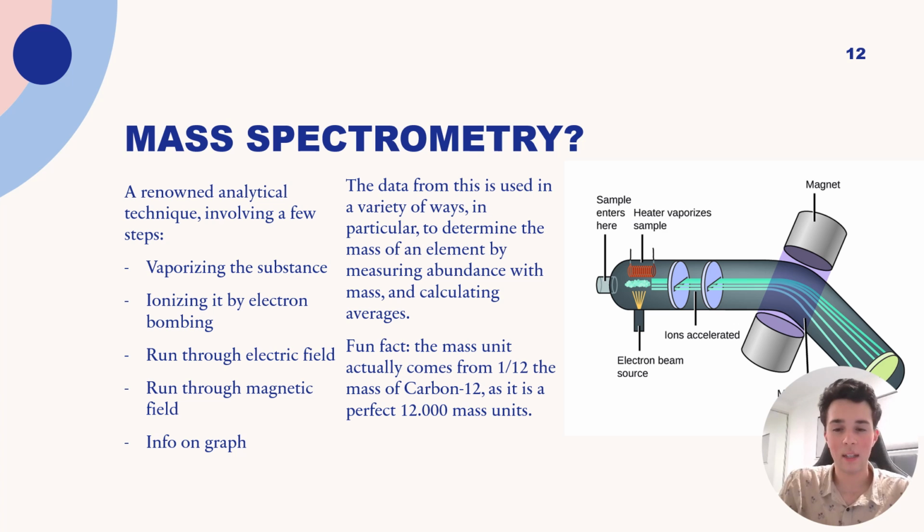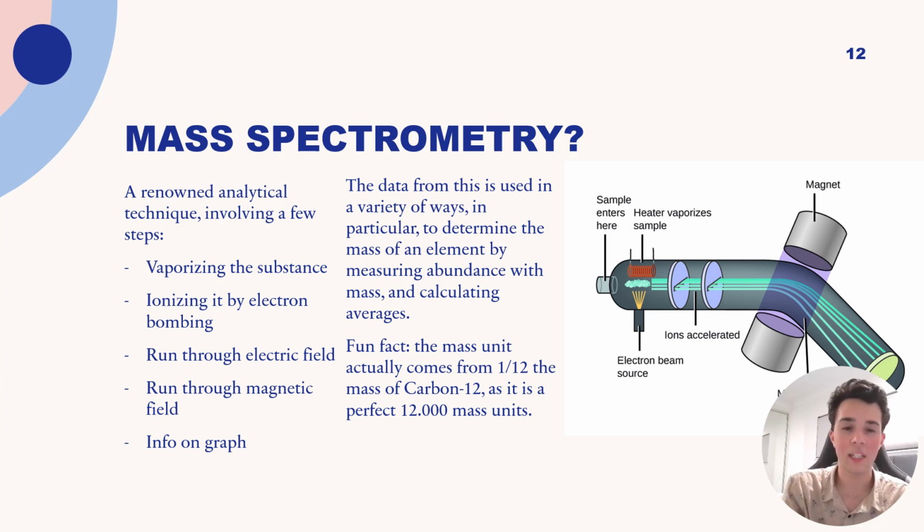So for year 11, we use it for determining the mass of a particle and its abundance. So you might be given an element, you vaporize it, and then it'll come out with 3 relative abundances and a mass. And then with that information, you can calculate its average atomic mass.